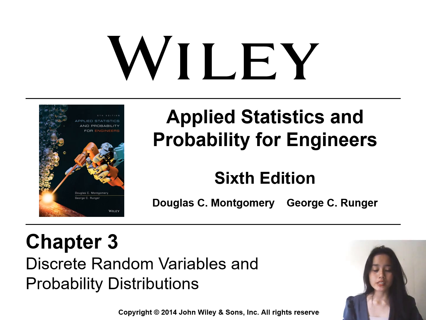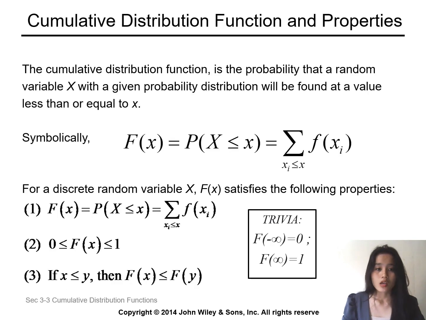So we're going to continue the discussion about Chapter 3, Discrete Random Variables and Probability. I'm going to continue my part, which is the CDF, the cumulative distribution function and its properties. The cumulative distribution function is the probability that a random variable x with a given probability distribution will be found at a value less than or equal to x.